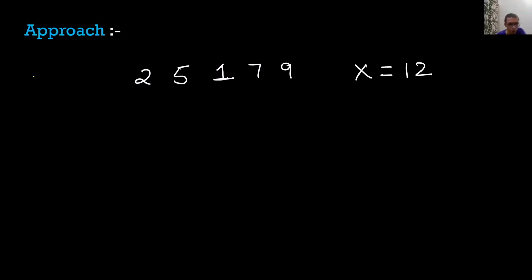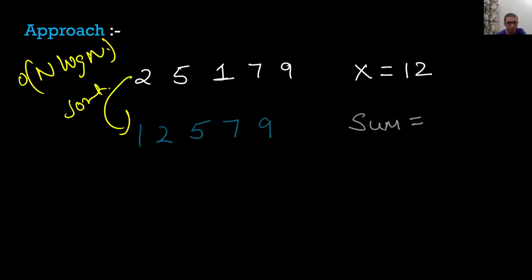So we are not allowed to have an approach which works in big O of n square time complexity. So let's try to derive an approach which would solve this problem in a time complexity much better than big O of n square, right? So I can sort this array because sorting takes big O of n log n. So I'll sort this array and I'll have these 5 array elements in sorted order.